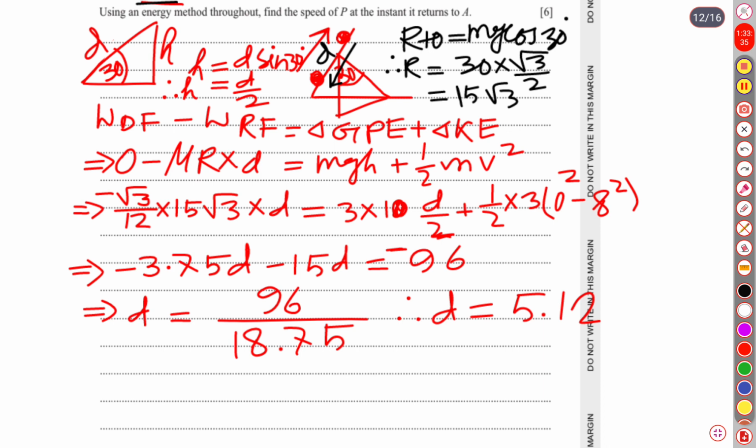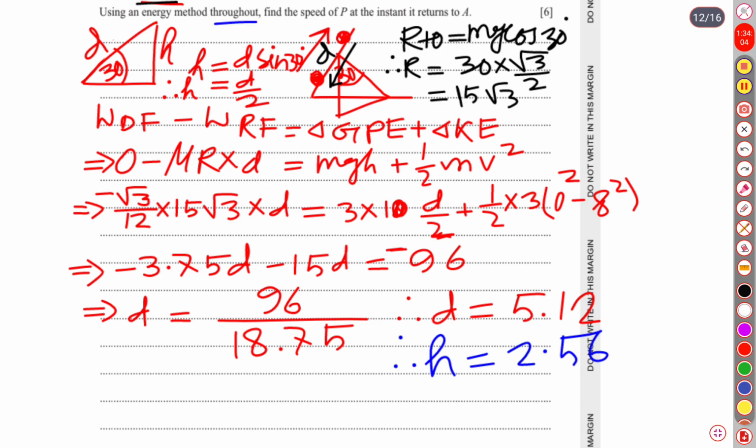Well, as we have already obtained our displacement, hence h is equal to half of d. Look at this, it is going to be 2.56. Finally they have told us to find the speed of P at the instant when it returns to A. Now it is coming backward, but we will have to apply the same concept.